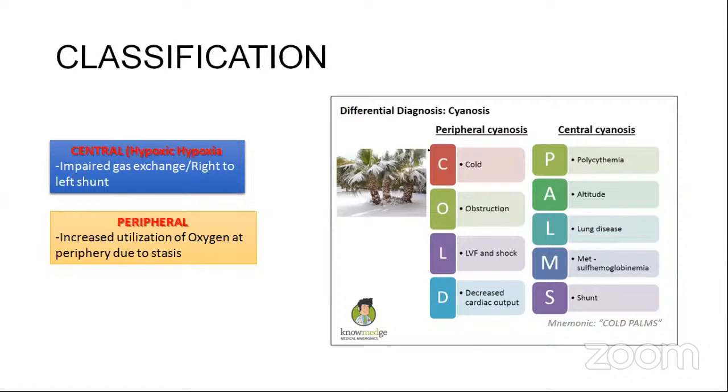A peripheral cyanosis is because of something happening at the level of the extremities, wherein because of low flow there is increased utilization. So therefore, there will be cyanosis. Upon warming, it may improve. So we saw the causes: for peripheral, you can remember it as cold, and the central cyanosis as palms.